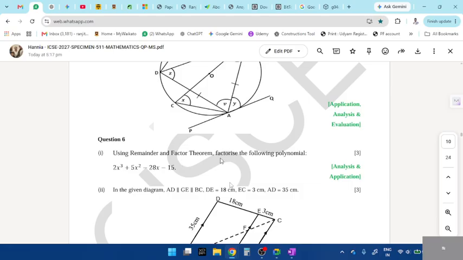After that, can you see the words "factorize the following polynomial"? What do you mean by factorize? Meaning factorize completely. Even if you don't understand this, can you see what they mentioned here? Using remainder and factor theorem. Whenever both are mentioned, you have to use the hit and trial method. After that, you have to use the division method.